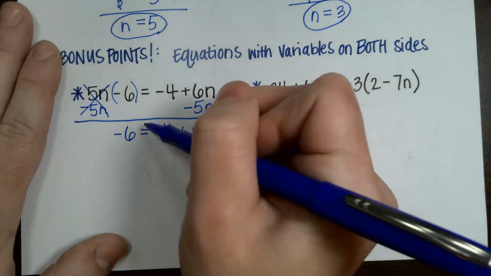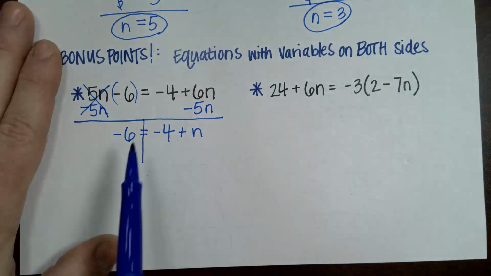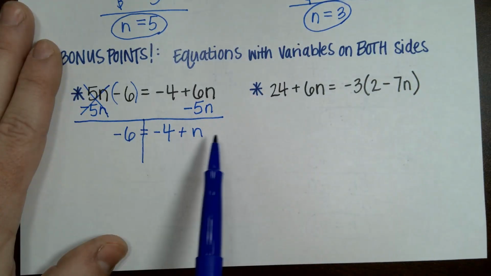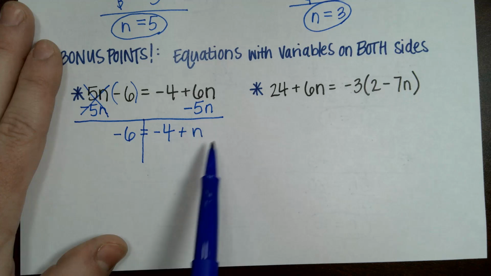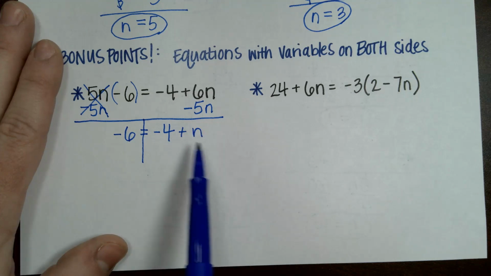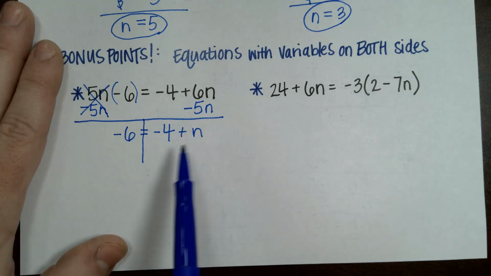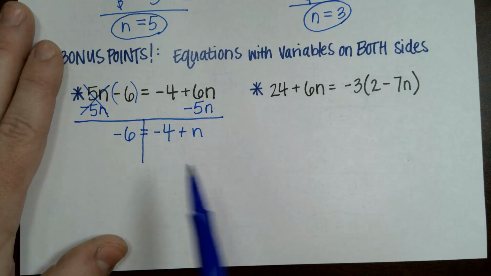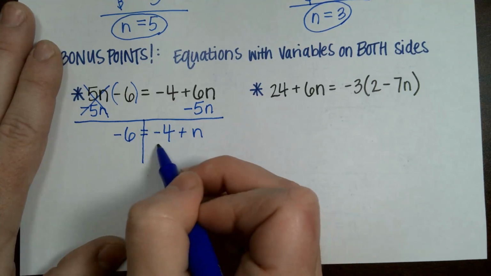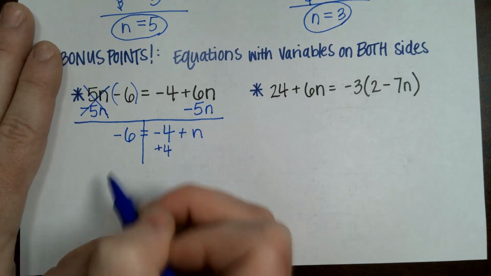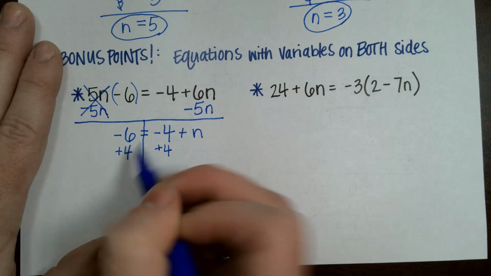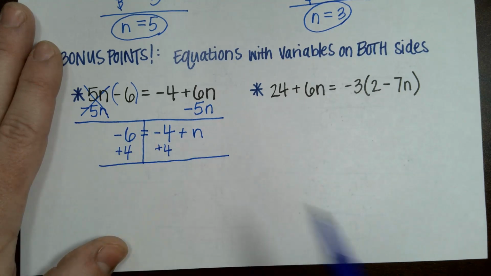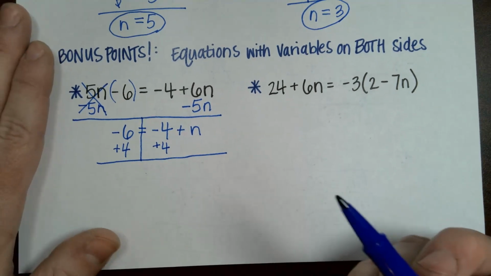So here's my equal sign. I'll draw my line. Here's one side of my equation. Here's my other side. I want n to be all alone. So what do I need to get rid of over here? Yeah, I need to get rid of this negative 4, so we're going to add 4. Does that make sense, guys? Yeah. Okay, good. All right, so what happens now?